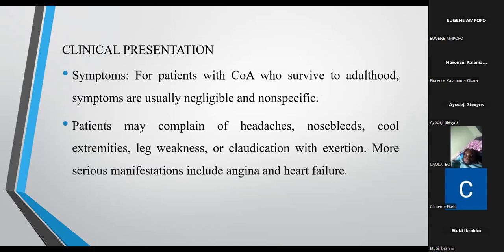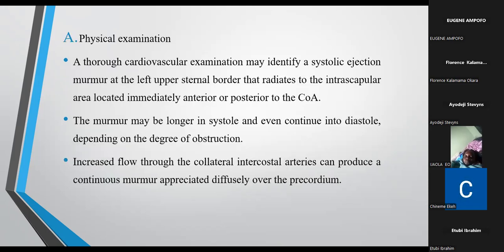For patients with coarctation of the aorta who survive into adulthood, symptoms are usually negligible or non-specific. As a matter of fact, it is also one of the causes of secondary hypertension, or even angina and heart failure.